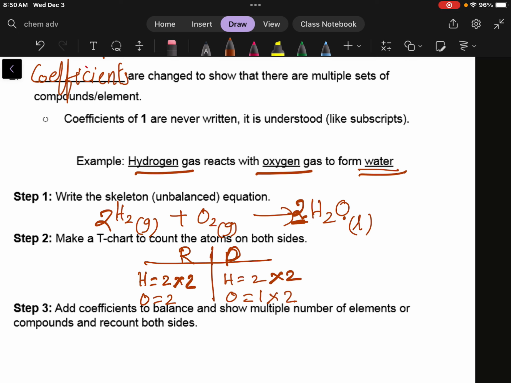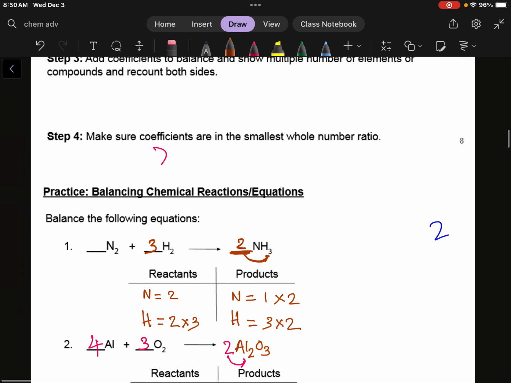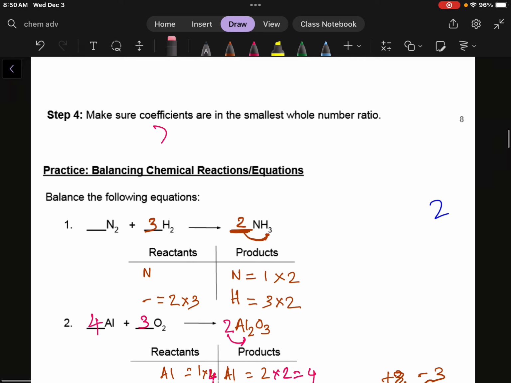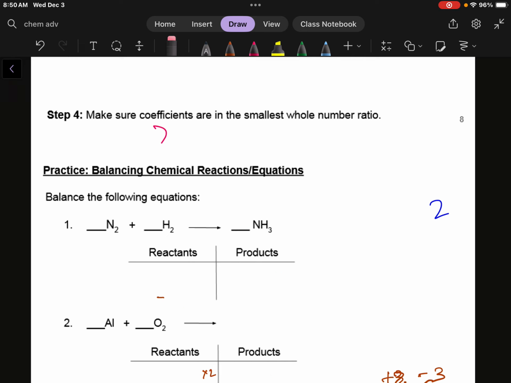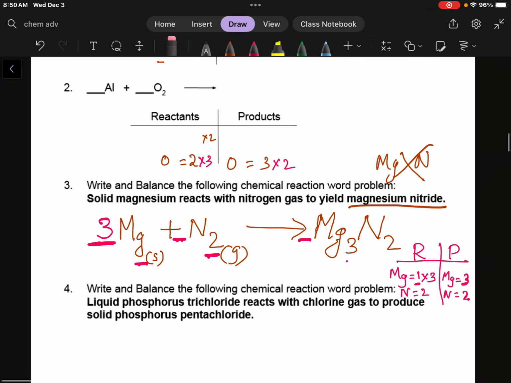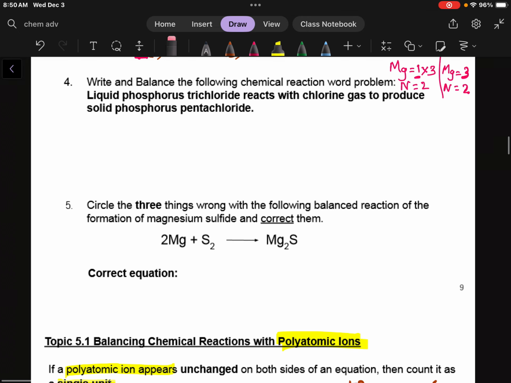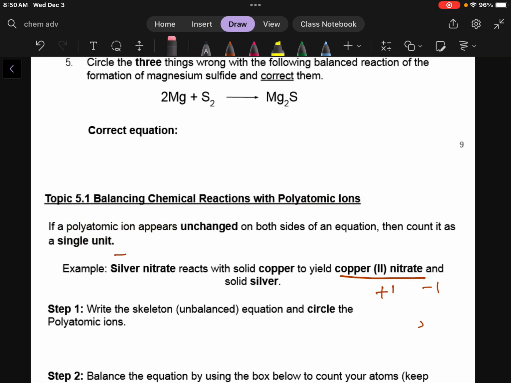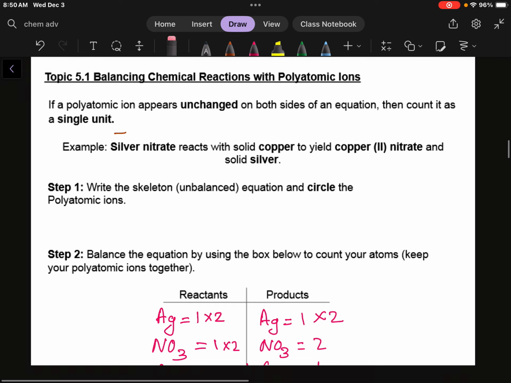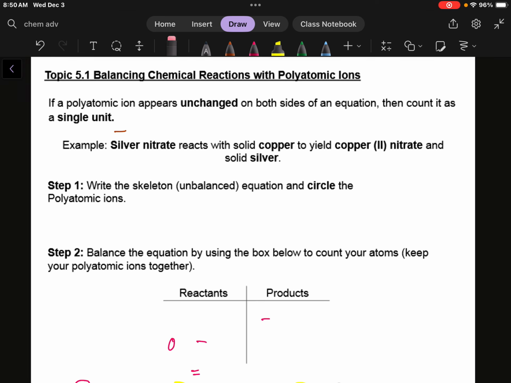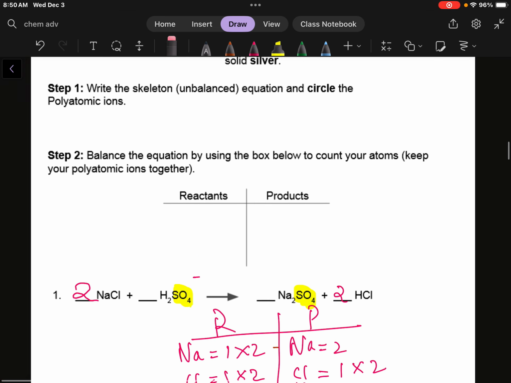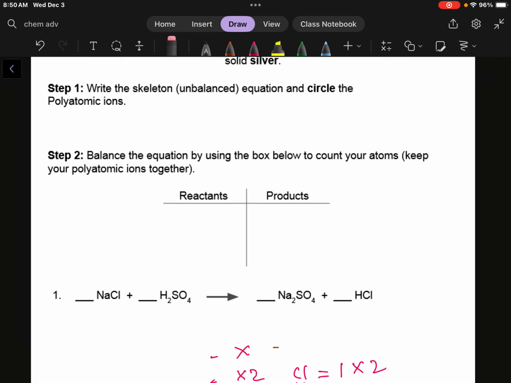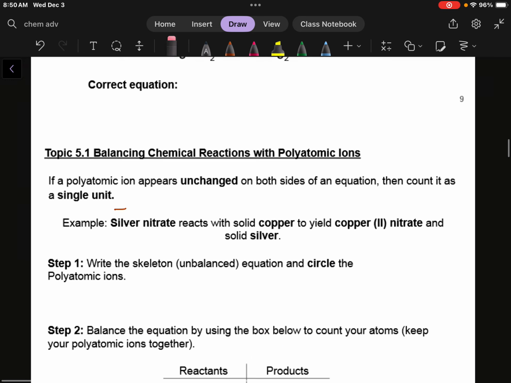Understand? Okay, now let's do the difficult one. I'm skipping all the simple ones. You can do that as homework once you have learned everything. So let's go to this one, which is polyatomic ion. I think it will be on the next page. Okay, ready?